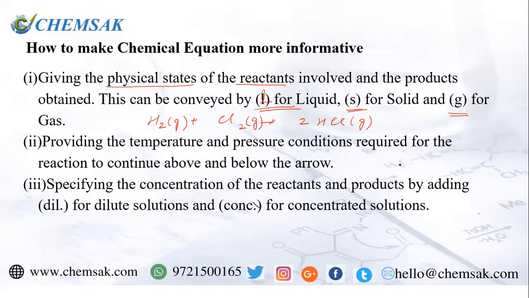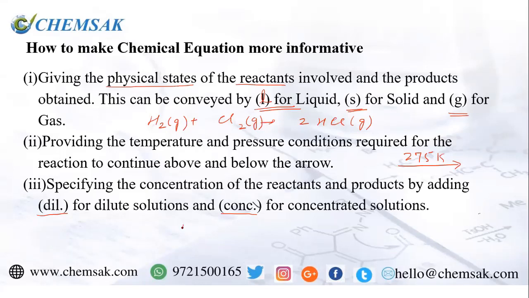मीन ये जो रिएक्टेंट और प्रोडक्ट के बीच में एरो होता है ना, इसके ऊपर हम लोग टेम्परेचर प्रेशर की कंडीशन लिख सकते हैं. Suppose temperature required in any reaction is 275 Kelvin, then you can just write like this. Specifying the concentration of the reactant and product by adding diluted. If any reactant is diluted, then you can write within bracket DIL. If concentrated, then CONC. This condition is generally for the acids.